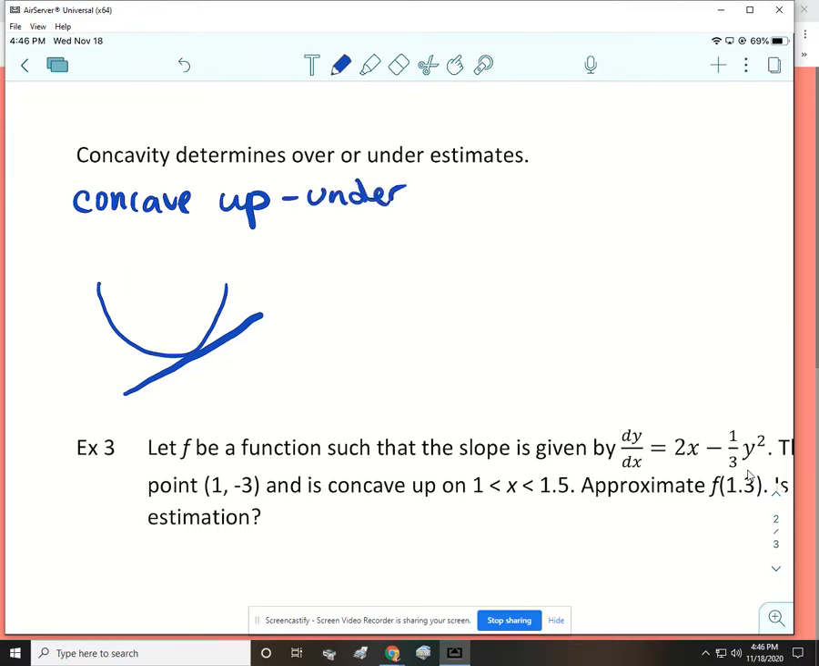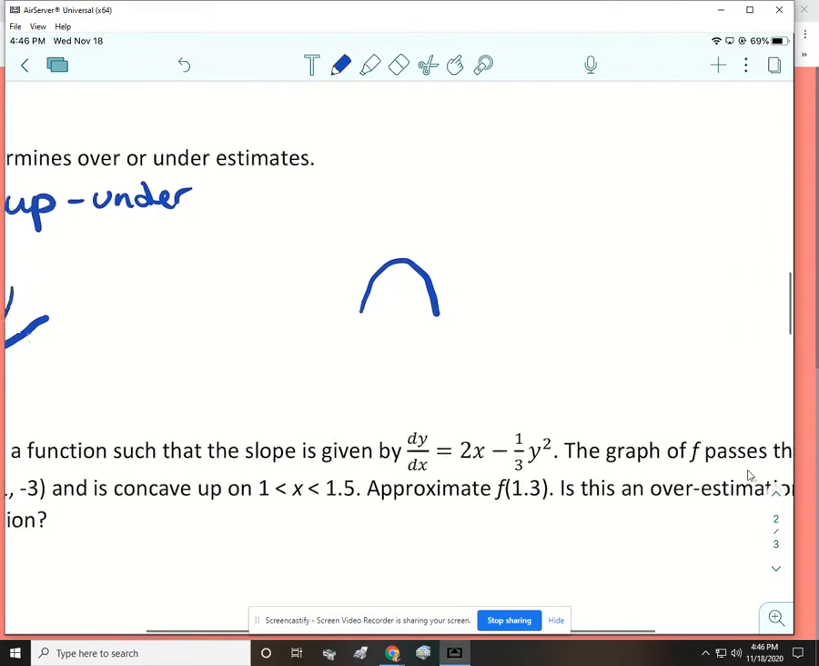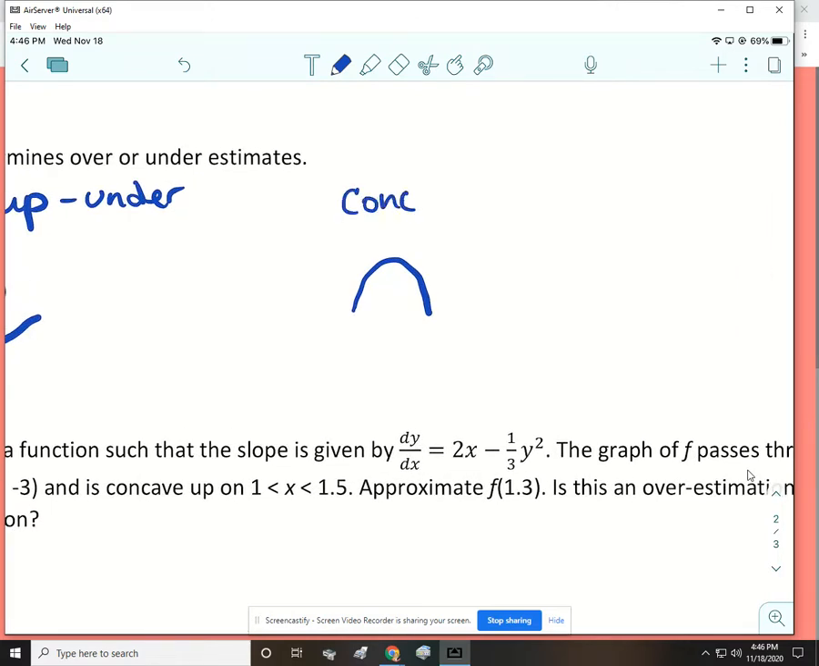I always say concave up looks like a cup, and concave down looks like a frown. When a graph is concave down, the tangent line is going to be above the graph, so it will be an overestimation.